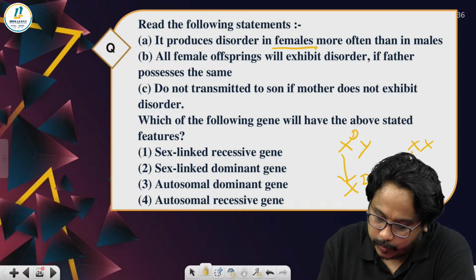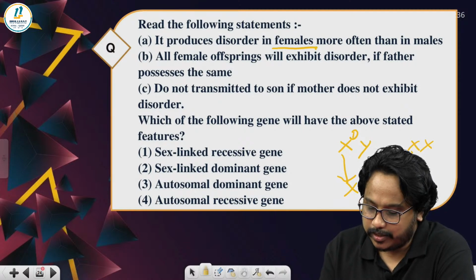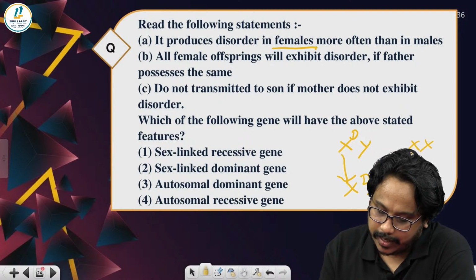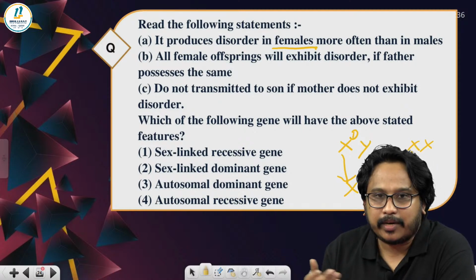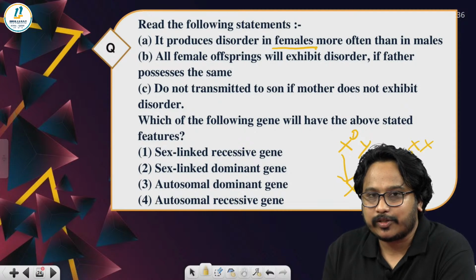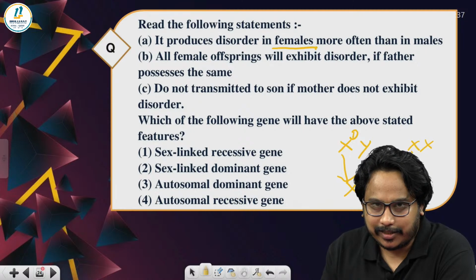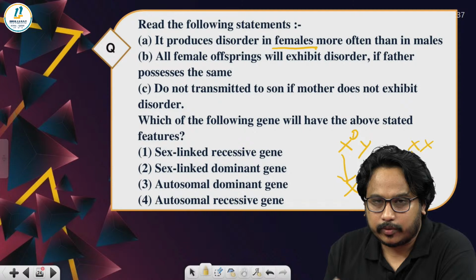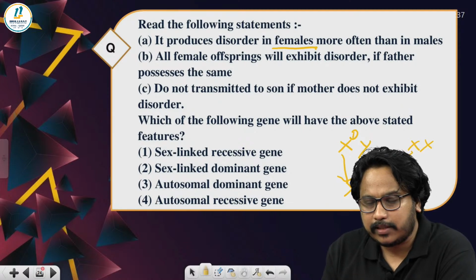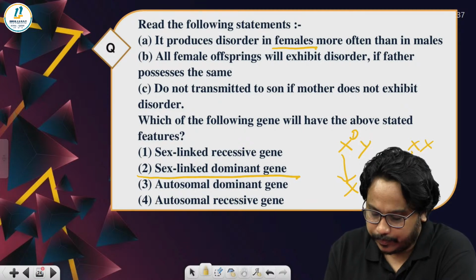Let us check the remaining option also. They are not transmitted to the son if the mother does not exhibit the disorder. Because if the son is not getting it and the mother is not having it, the son will surely get the X chromosome from the mother only. So if the mother is normal, the son is normal, like that condition is coming. Understand, this is an X-linked gene because the X chromosome is always going to the son from the mother only, and the son will always get only Y from the father. So confirm, the answer is sex-linked dominant gene.